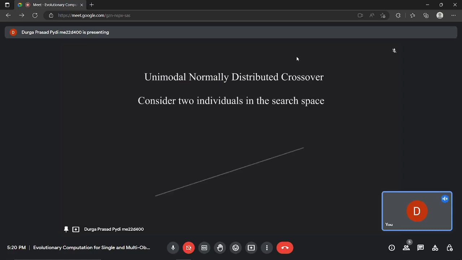Let's consider two individuals in the search space. So let this be my search space, and let the two individuals P1 and P2 be my parent solutions. And we consider another point as well. The first step in any of these crossover operators is that the mean should not change. So we will consider the midpoint of this as PC.